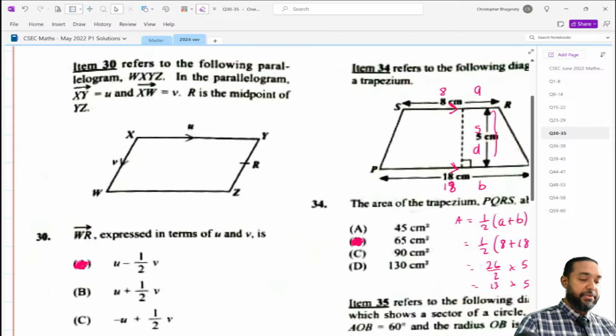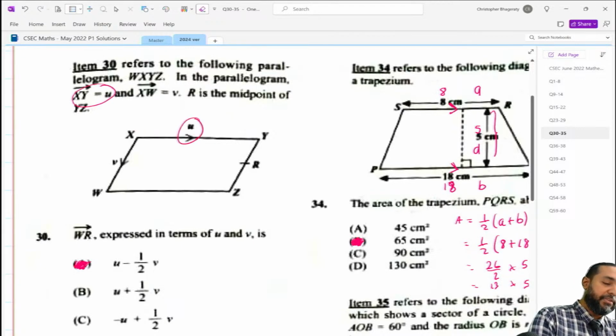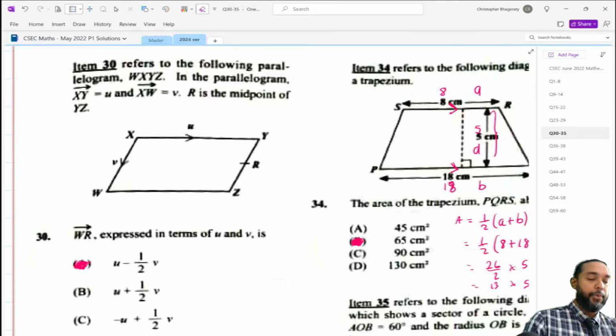Okay, item 30 refers to the following parallelogram WXYZ. XY is equal to U, so that's the vector U going from X to Y. XW is V, going from X to W is vector V. Now, before we go on, the nature of a parallelogram is that it is a quadrilateral that has two pairs of opposite sides, and the opposite sides are mutually parallel.